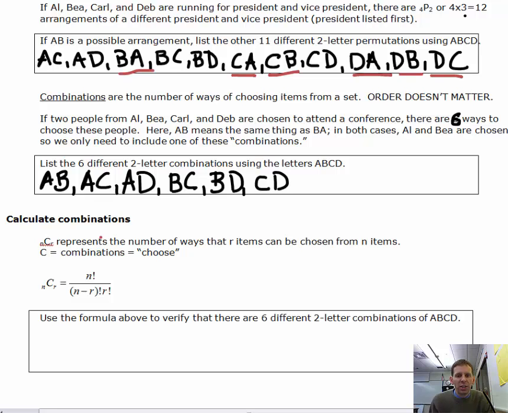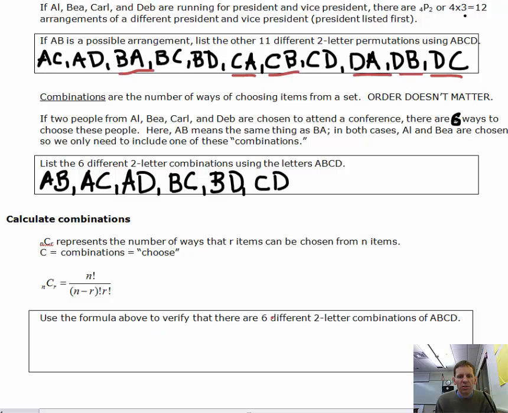To calculate combinations, to know that there were 6 ways to choose these people, there is a formula. nCr represents the number of ways that r items can be chosen from n items, and the C means combinations. It also means the word choose. There's a formula down here which should look kind of familiar. It should resemble the formula that we used for permutations the other day. The only difference is that there's this r factorial in the denominator.